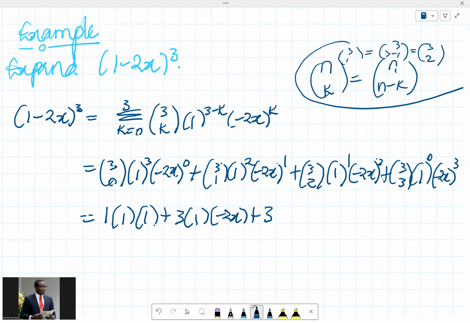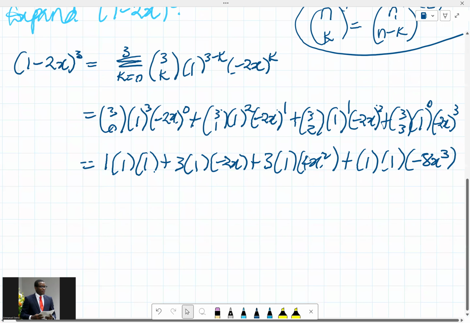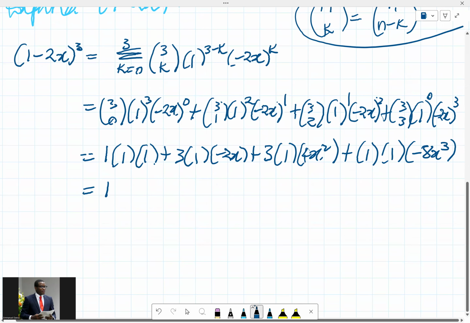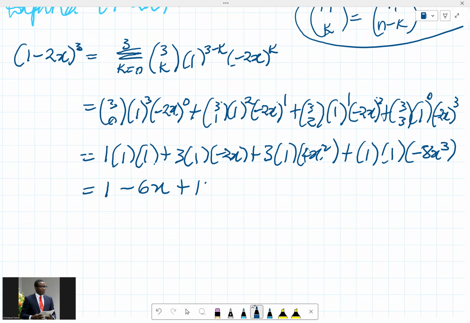Then we have 3 combination 2 is 3. 1 raised to power 1 is 1. Minus 2x raised to power 2 is 4x squared. Then 3 combination 3 now is 1 again. 1 raised to power 0 is 1. Minus 2x raised to power 3 is minus 8x cubed. Okay, so we can get all the terms. So 1 times 1 times 1 is 1. Then this is minus 6x. Then next you have 12x squared. And lastly, we have minus 8x cubed. And that is the expression right there.